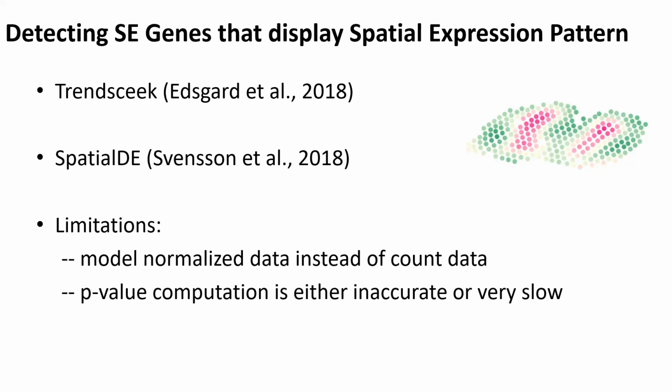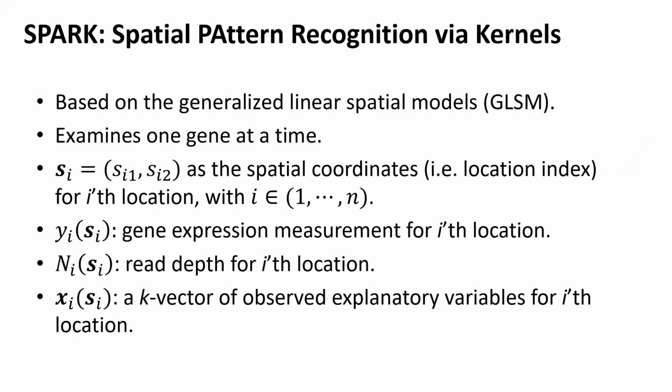When we first started to look at this type of data, there were already two methods developed for SE analysis: one called Trendsceek, the other called SpatialDE. But there are important limitations. Specifically, they usually model normalized data instead of count data, so they lose accuracy and power. Also, the p-value computation is either inaccurate, as in SpatialDE, because it uses an asymptotic form that does not work that well here, or very slow, as in the Trendsceek method. Motivated by this, we decided to develop a method called SPARK, or spatial pattern recognition via kernels.